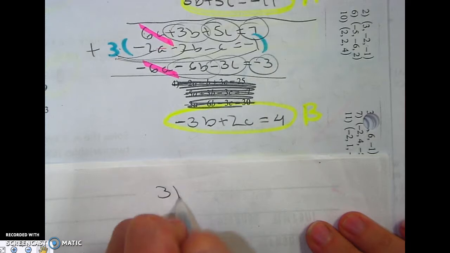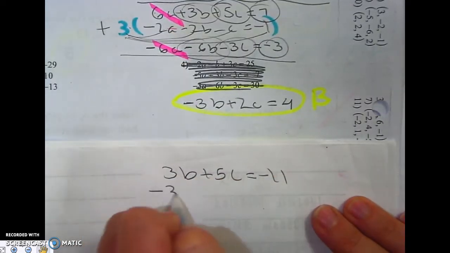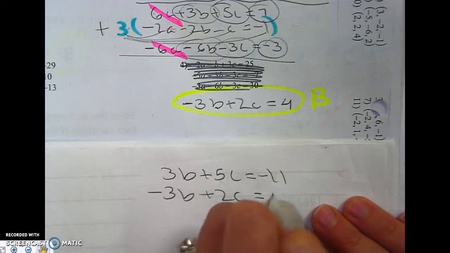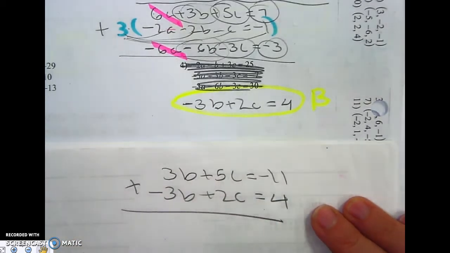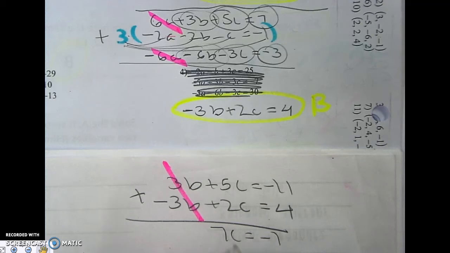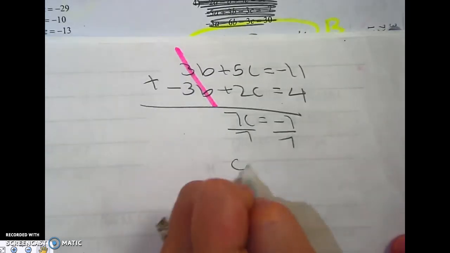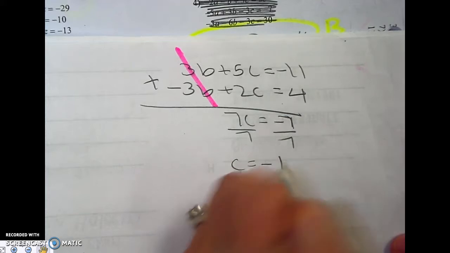Okay. So what I'm going to do at this point is I'm going to get a piece of paper, and I'm going to go 3b plus 5c equals negative 11, and negative 3b plus 2c equals 4. Oh man, did I get lucky. Boom, that's gone. 7c equals negative 7. Oops, I'm sorry, you can't see that. Divide by 7, c equals negative 1.